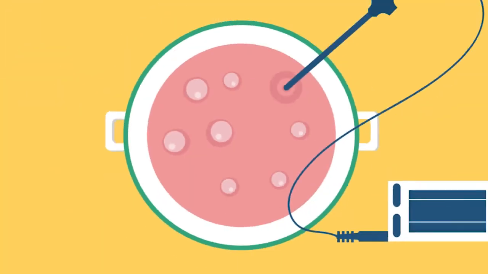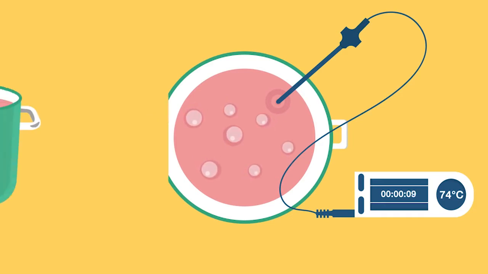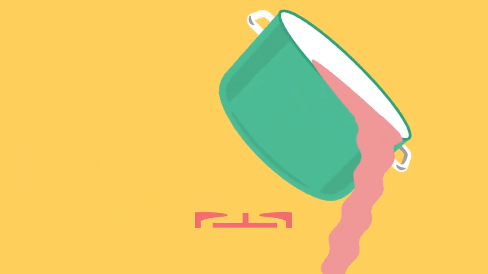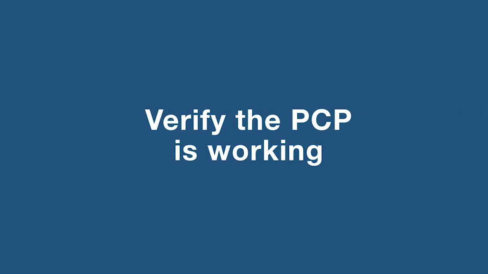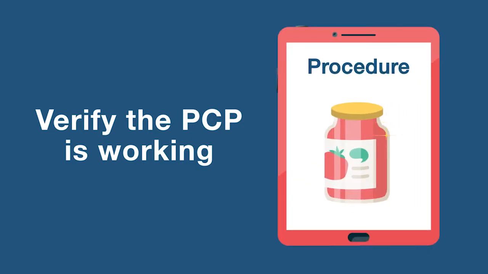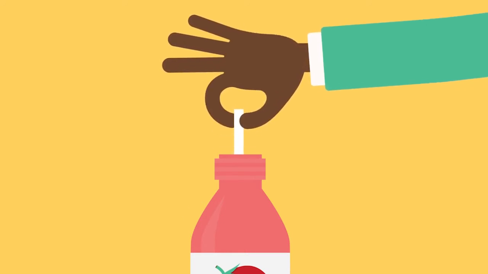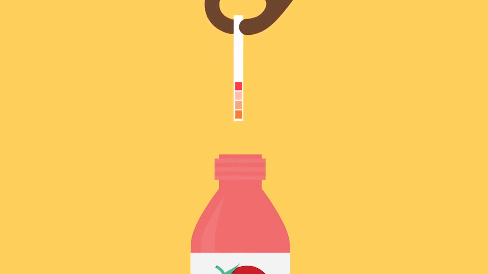For example, Anna monitors and records the time and temperature of the cooking step to make sure that any pathogens in the sauce are reduced to a safe level. If the time or temperature are not met, Anna would cook the sauce again or dispose of it. Anna will need to write a procedure for how she will make sure that her plan has been followed as written and results in a safe product. For example, Anna's procedure includes testing the pH of the pasta sauce to make sure that it's below 4.6.